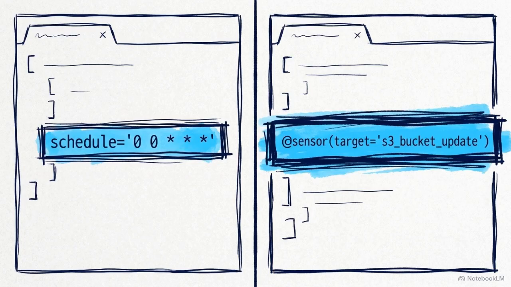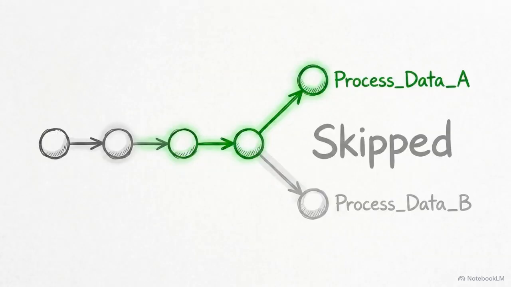Integrating sensors and branching into your code converts a static schedule into a highly reactive workflow. Your pipelines can now wait patiently and make intelligent conditional decisions the moment new data arrives.